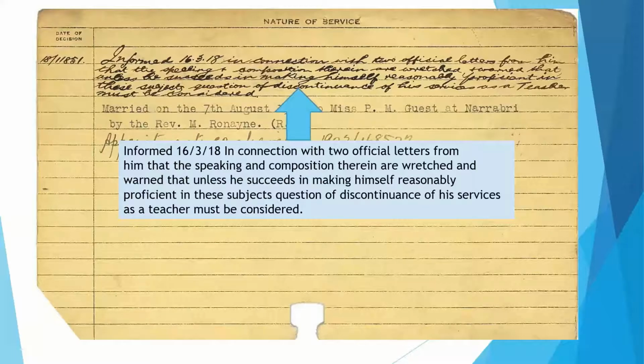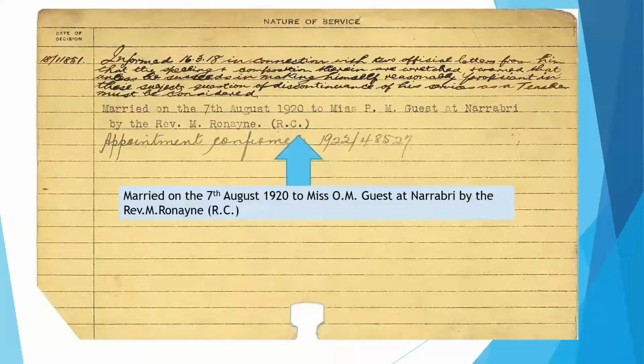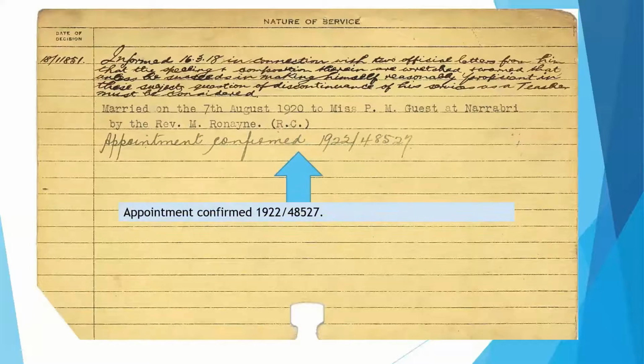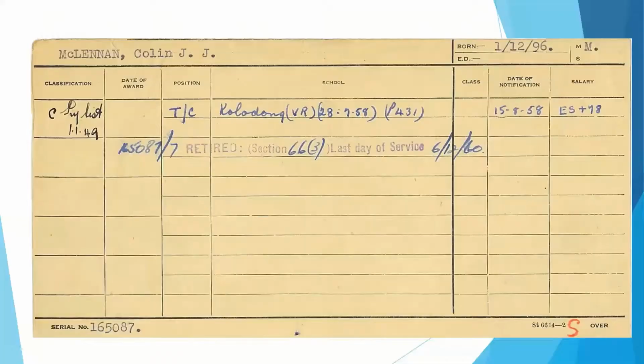Goodness gracious me, because of his composition. But also, isn't that interesting? Because they weren't professionally degree trained at this time. They're, in a sense, learning on the job. So this kind of feedback is perhaps relevant. He's married on the 7th of August 1920 to Miss P.M. Guest at Narrabri by the Reverend M. Ronayne, Roman Catholic. So we now know he's Roman Catholic, and his full appointment was confirmed in 1922. Now, in this case, we have extra cards. It says he was retired in 1960, which means that he retired at 64.